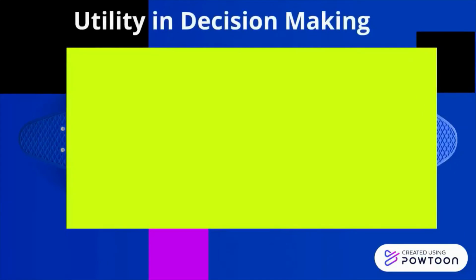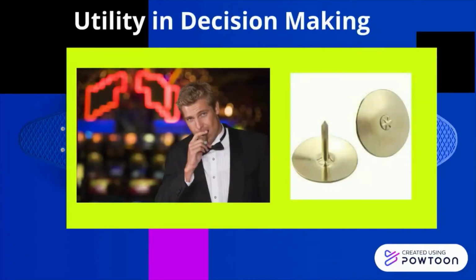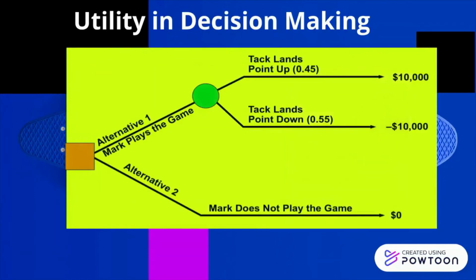Let us look at another example of utility as a decision-making criterion. Mark Simkin loves to gamble. He plays a game tossing thumbtacks in the air. If the thumbtack lands point up, Mark wins $10,000. If the thumbtack lands point down, Mark loses $10,000. Mark believes that there is a 45% chance the thumbtack will land point up. Should Mark play the game?